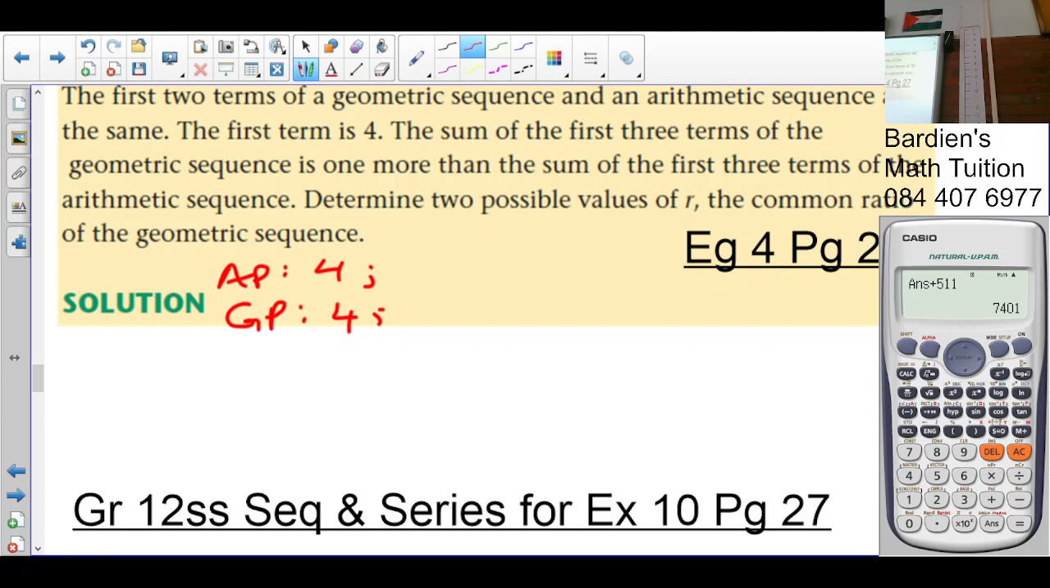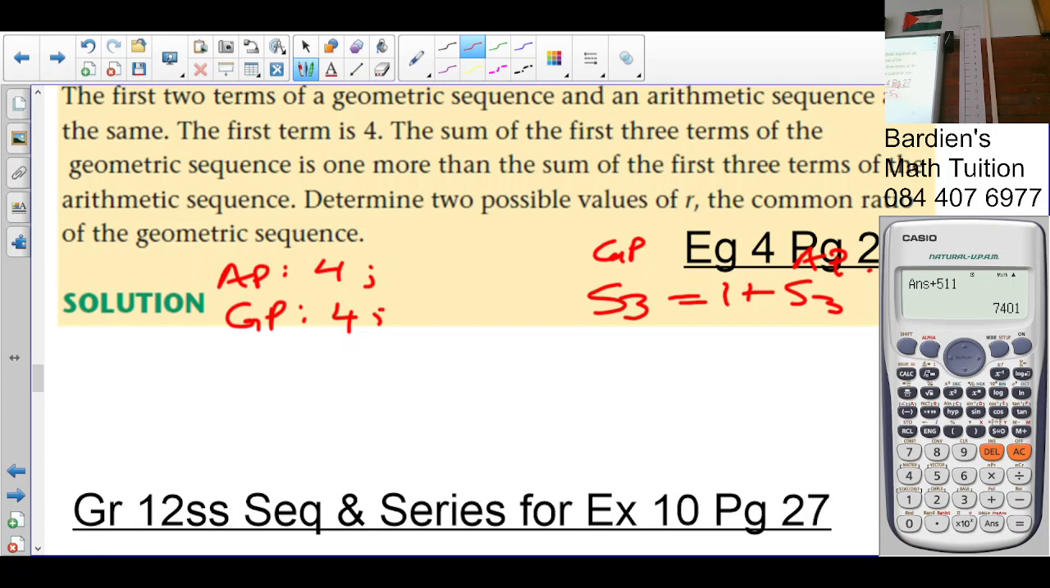Okay, the first term is 4. The sum of the first three terms of the geometric sequence, or GS, is 1 more than the sum of the first three terms of an arithmetic progression. Very important, that formula, that equation. Determine two possible values for R, the common ratio of the geometric sequence.